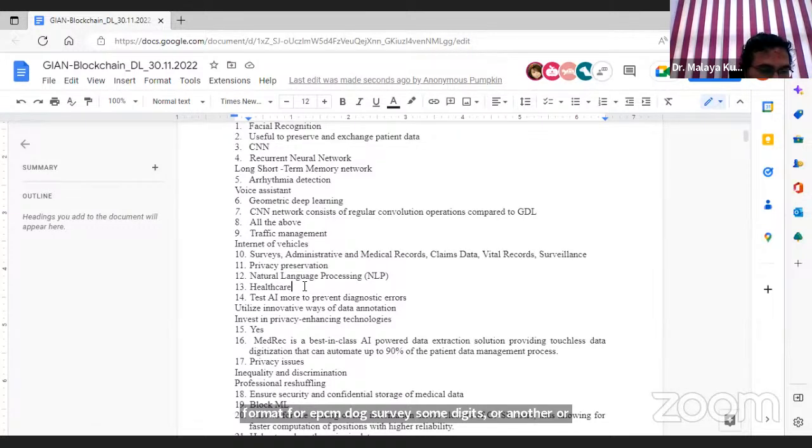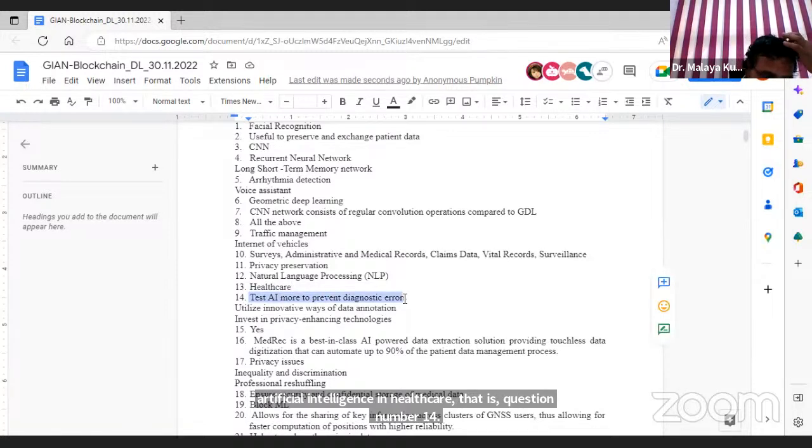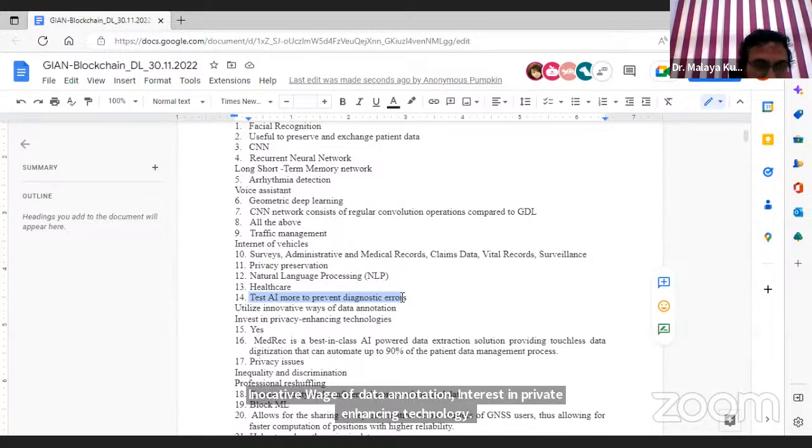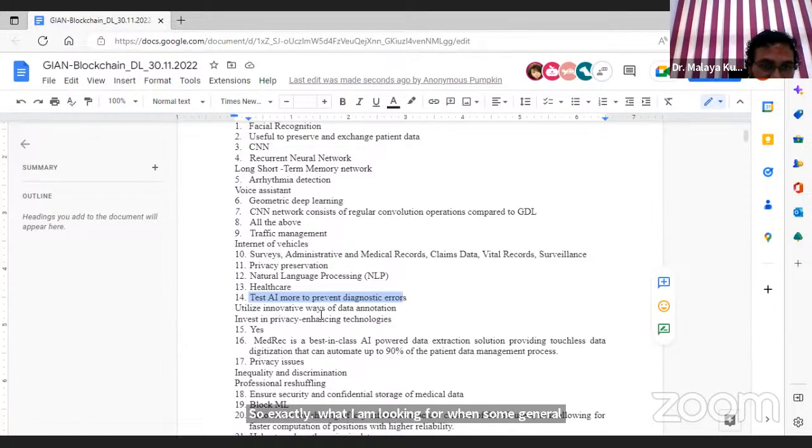Next question, mention general challenges of artificial intelligence in healthcare. That is question number 14. So what are the general challenges of AI in healthcare? Test AI more to prevent diagnostic errors. Utilize innovative ways of data annotation. Invest in privacy enhancing technology. So exactly what I am looking for: mention the general challenges that we are facing in case of AI in healthcare.